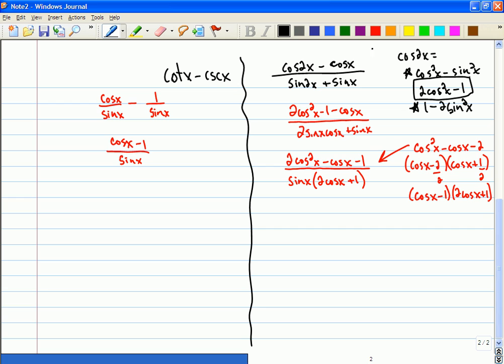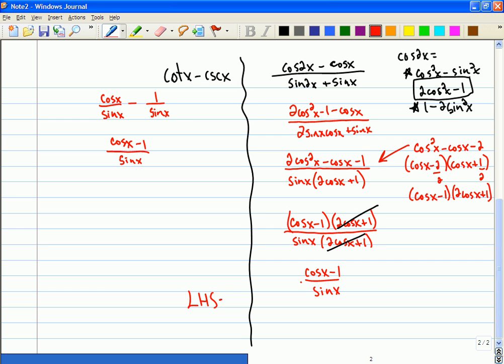So I'll make my next replacement. That will be cosine x minus 1 and 2 cosine x plus 1. And sine of x times 2 cosine x plus 1. So those pieces are gone, and all I'm left with is cos x minus 1 over sine of x. And at this point, I can see left-hand side equals right-hand side. I'm done.